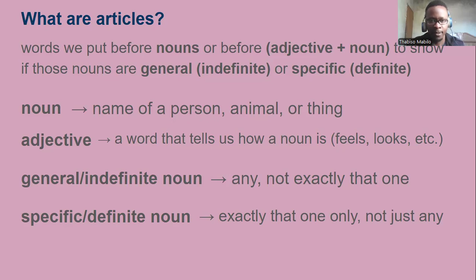All right, let's move on. Let's go to the next part. Now, let's look at the types of articles. As we already stated previously, some nouns are specific or definite, and others are general or indefinite. But we need to see which articles fall in those groups. Okay, let's start.